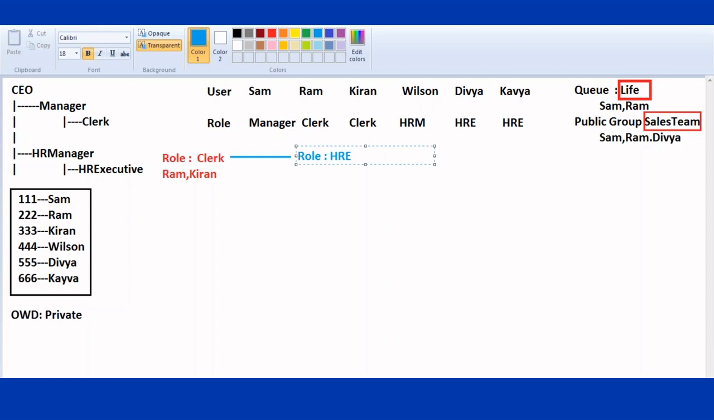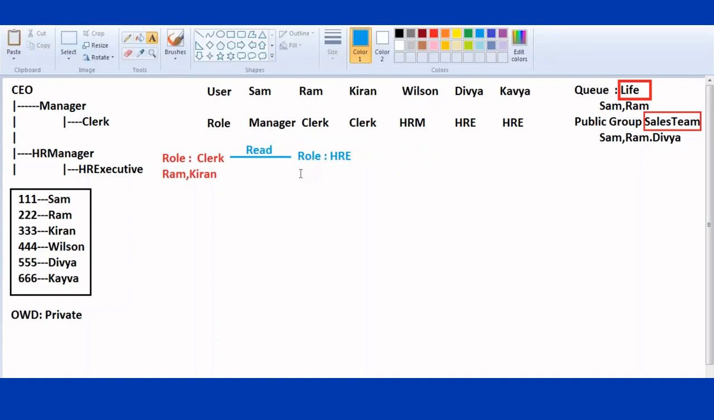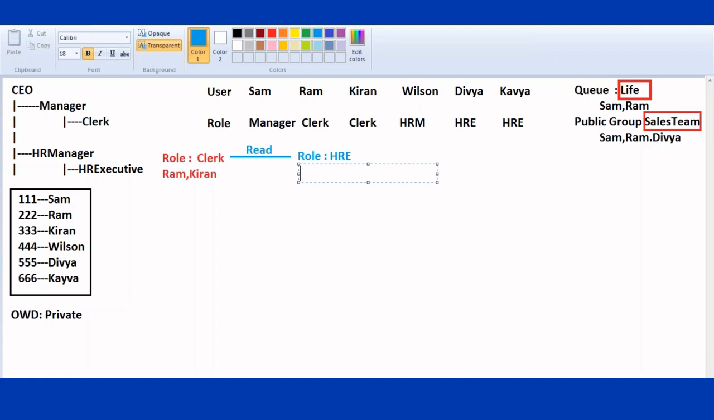They are shared with the users whose role is HR manager. Who are having the HR manager role? Divya. And now if you look at Divya, Divya is already able to see 555.